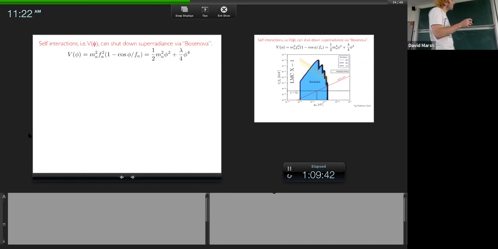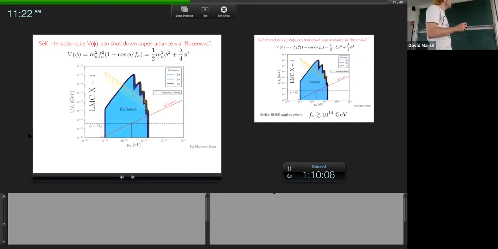Because the coupling constant lambda is inversely proportional to the decay constant, so that's 4 powers of decay constant from the cosine, lambda goes like m squared over f squared. At higher values of the decay constant, the self-interactions become less important. So if I take the decay constant down, at some point the self-interactions become so strong that they shut off superradiance. That's what this looks like. This is just for now a single one of the stellar black holes, LMC X-1, so probably in the Large Magellanic Cloud. The exclusion region of the axion mass is the same as our exclusion before, about 10 to the minus 13 to 10 to the minus 11 eV.